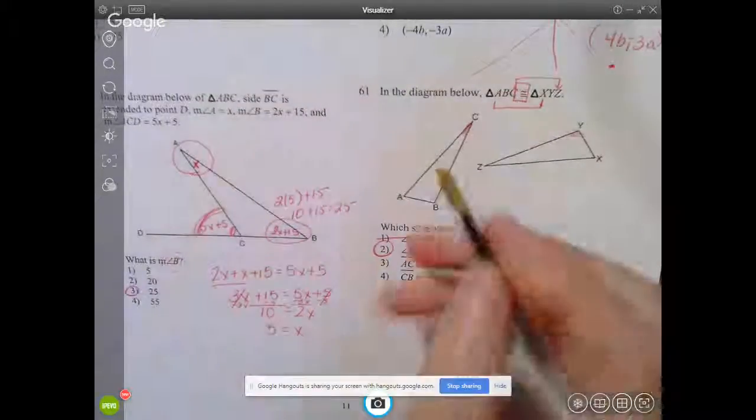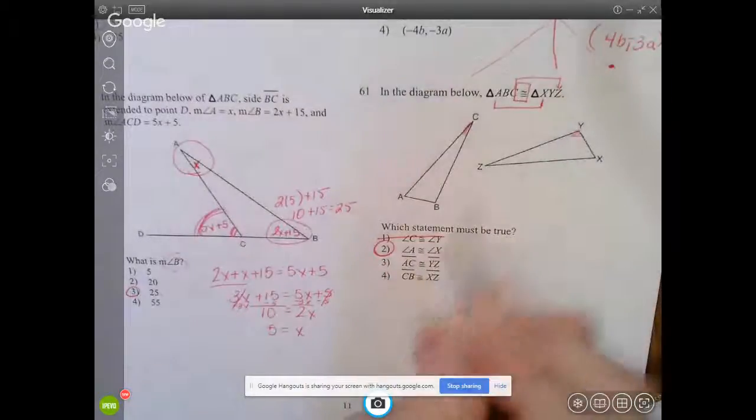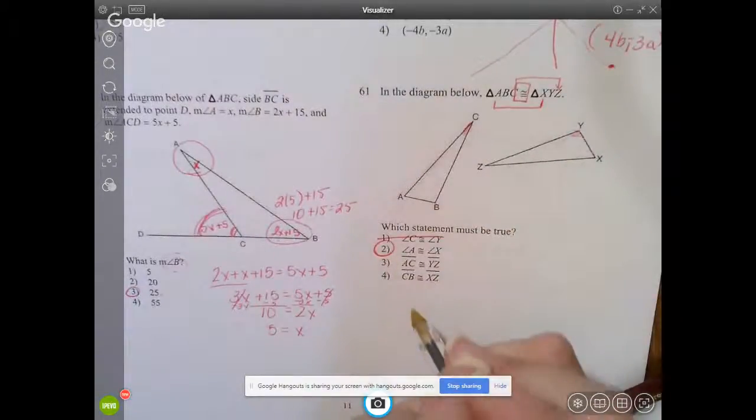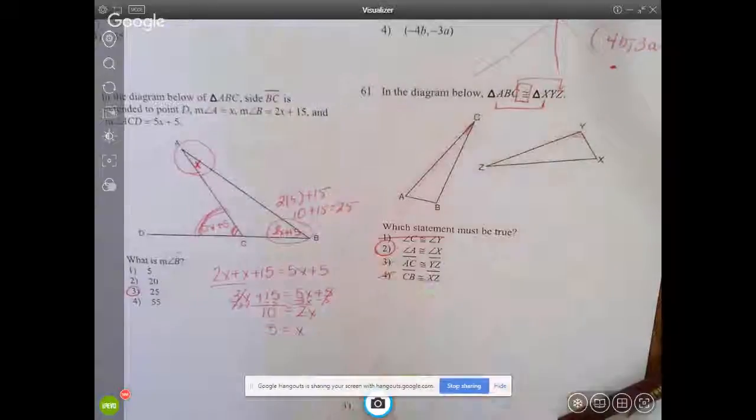AC would be here. Here's YZ. That wouldn't match up. And then CB. So that's why it's not those.